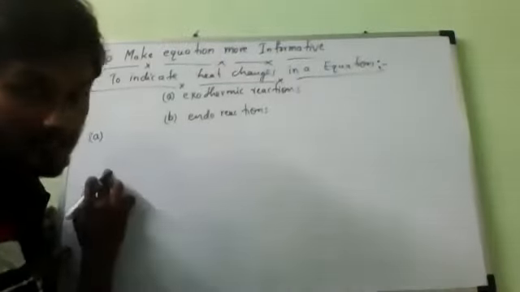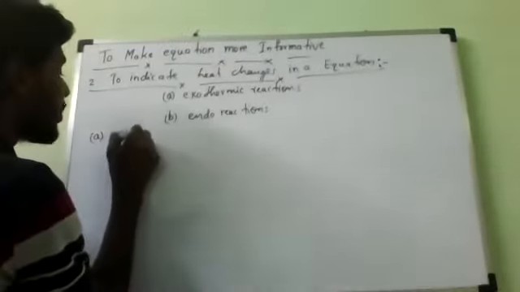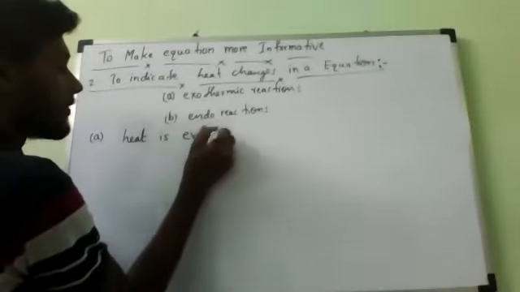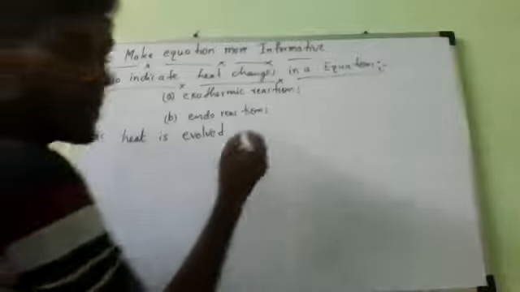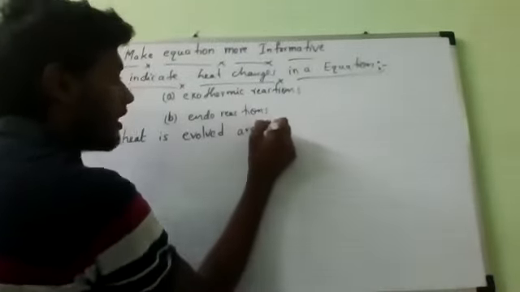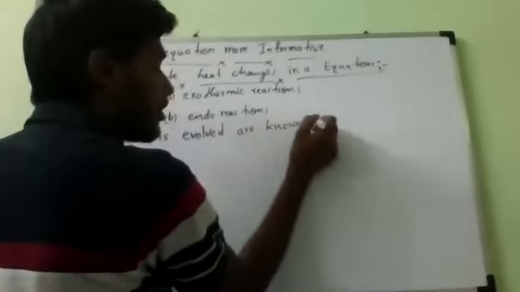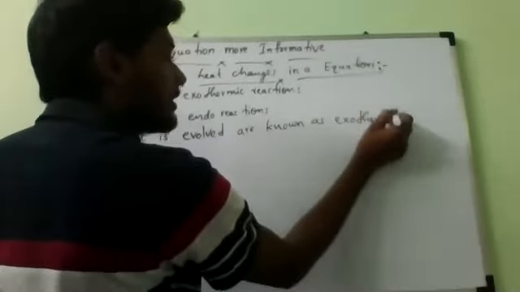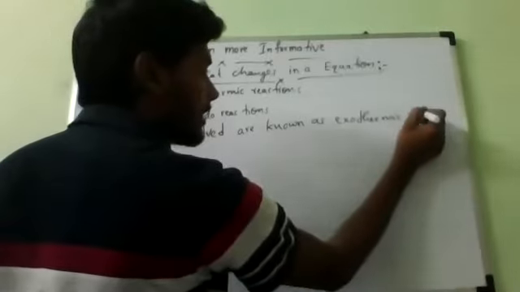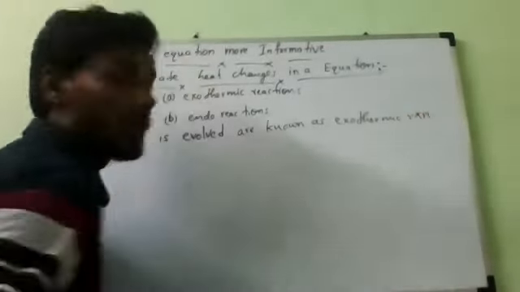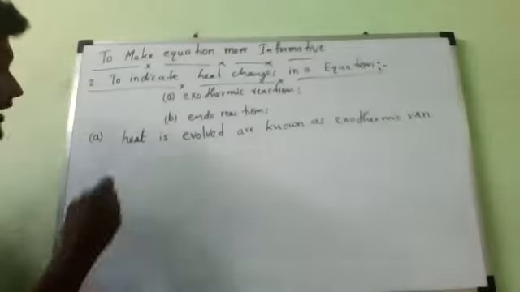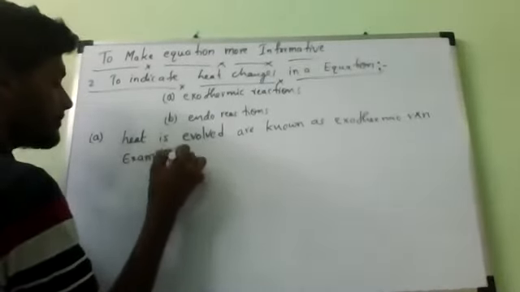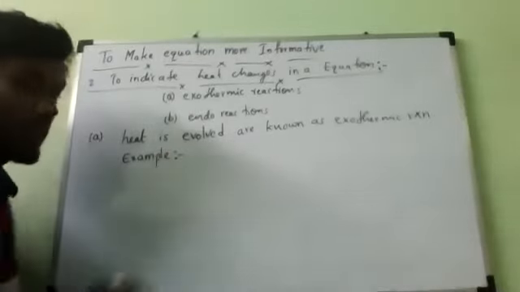So the reactions in which heat is evolved are known as exothermic reaction. Note it down. Exothermic. As a shortcut I'm writing reaction, but you people write the full form, R-E-A-C-T-I-O-N, reaction. So for example, let us go with the example.